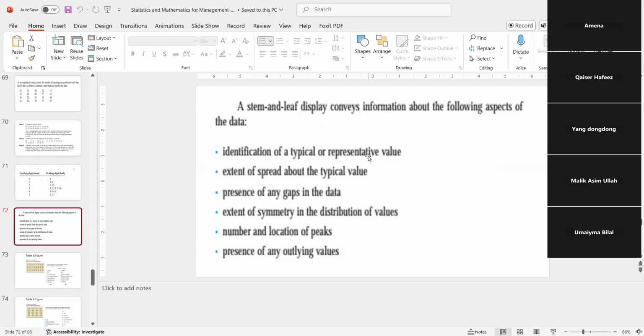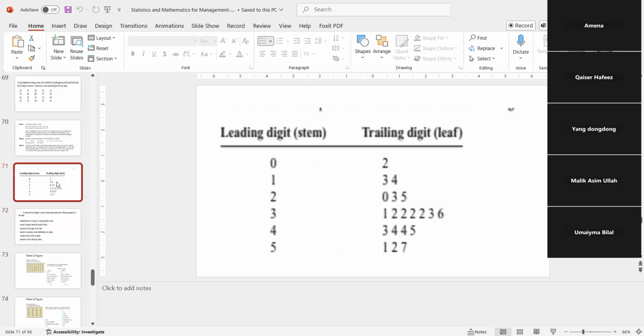That is, we can identify or note if some value is repeated most of the time, or a range of values are repeated more frequently. We can identify the spread of the observations, or spread of the repeating observations. Then we can identify if there are any gaps in the data set. We can see the extent of symmetry or the shape of the data. We can identify the number and location of the peaks, and any outlying observations. For example, let's have a look at this.